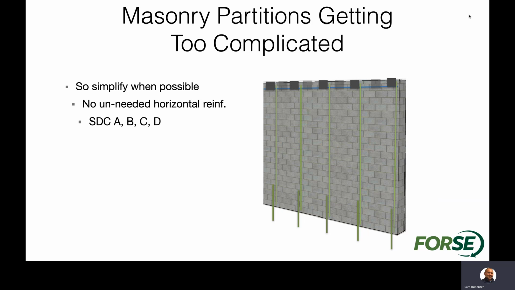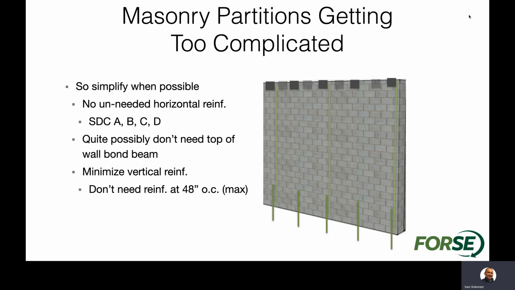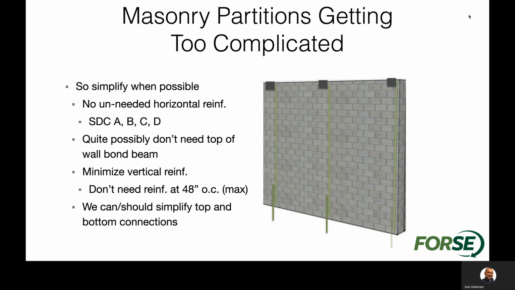No need for horizontal reinforcement. We can really pull that out for lower seismic design categories. And quite possibly we can eliminate the top of wall bond beam. Certainly we can have connections at the top that can allow for the top of wall bond beam to be eliminated, which can be kind of a costly add. And then for the most part, quite often we can eliminate reinforcement or at least minimize it. We don't need to have reinforcement at 4 feet on center.